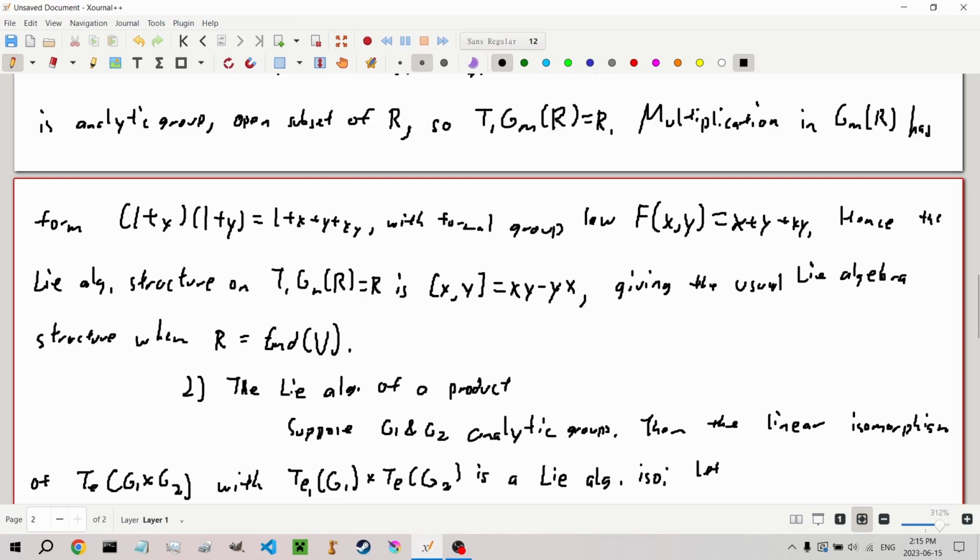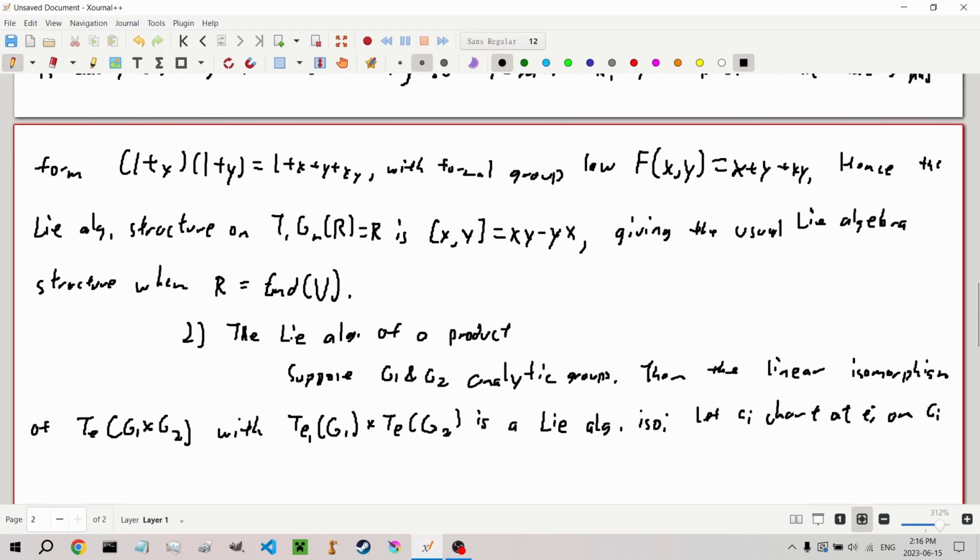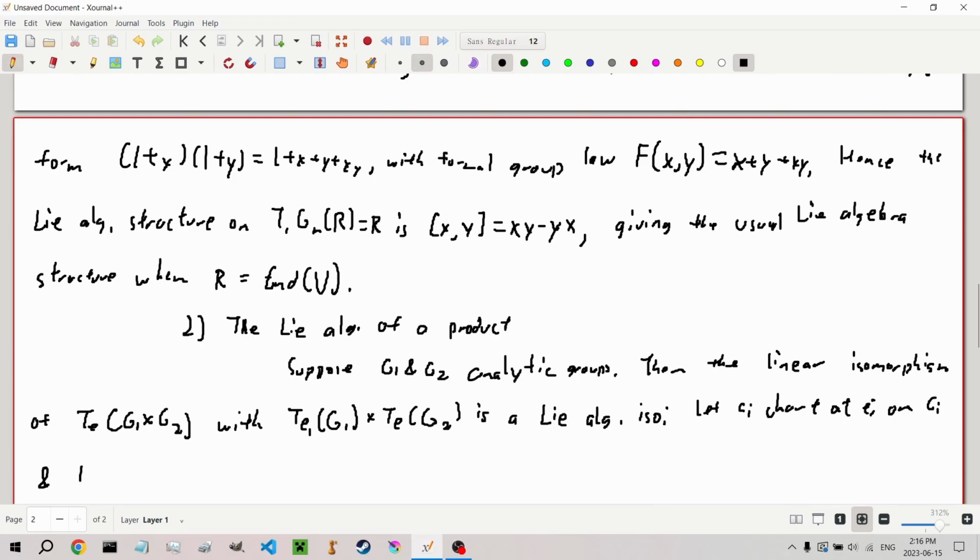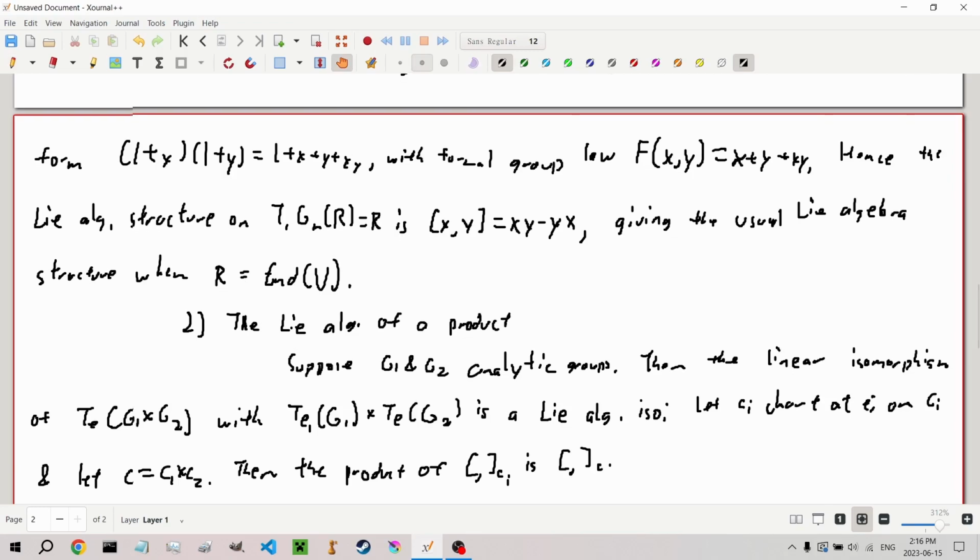And so we're going to let Ci be a chart at Ei on Gi, and we're going to let C be C1 times C2. Then the product of the Ci brackets is the C brackets. Alright.